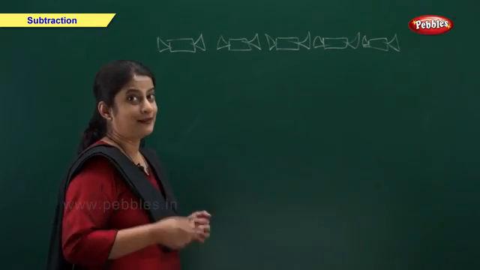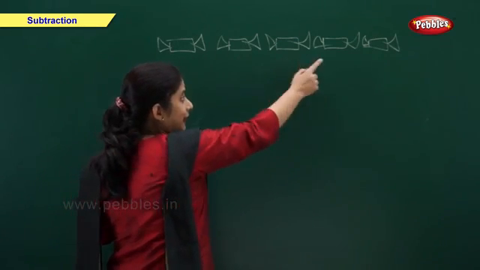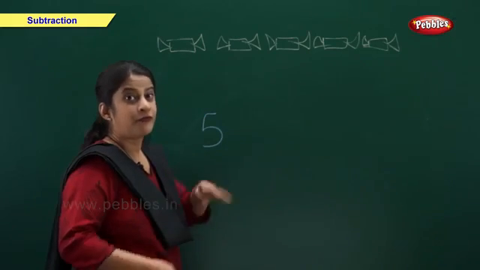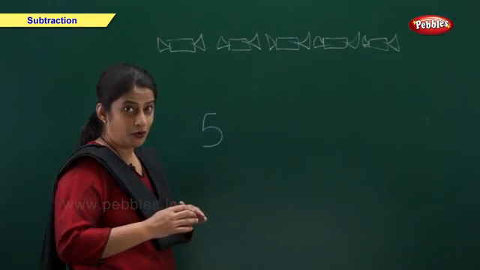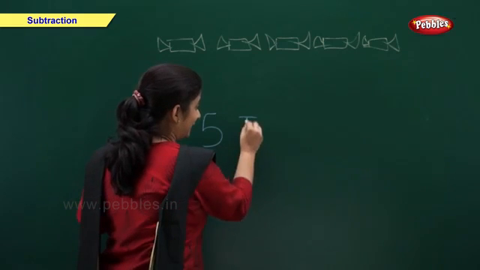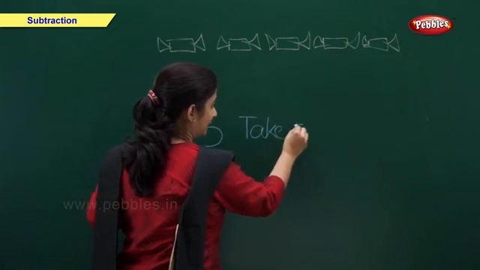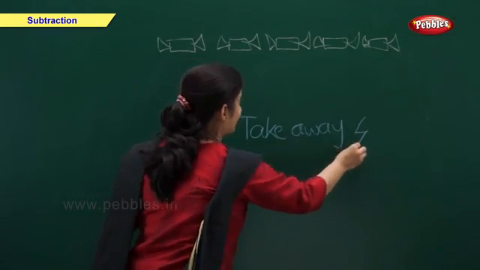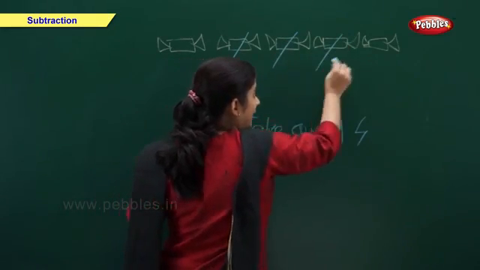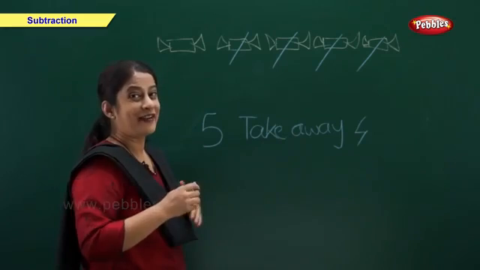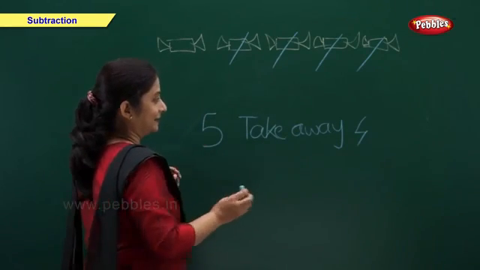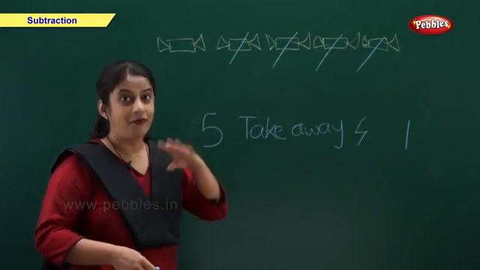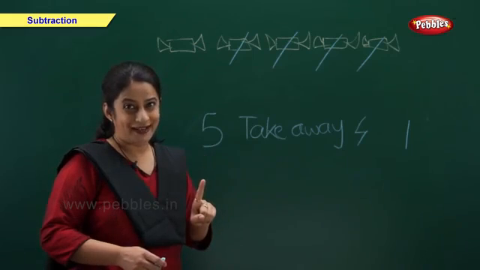I have some chocolates. Let's count. 1, 2, 3, 4, 5. I have 5 chocolates. I gave 4 chocolates to my friend. So, take away 4 chocolates. 1, 2, 3, 4. So, how many chocolates left with me? Let's count. 1. I had 5 chocolates. I gave 4 chocolates to my friend. So, 1 chocolate left with me.